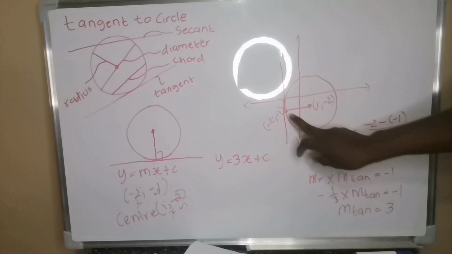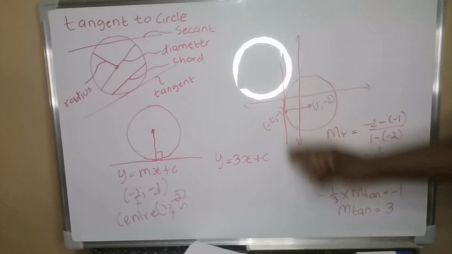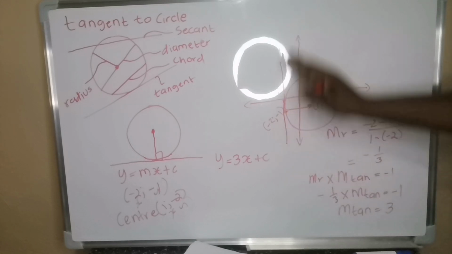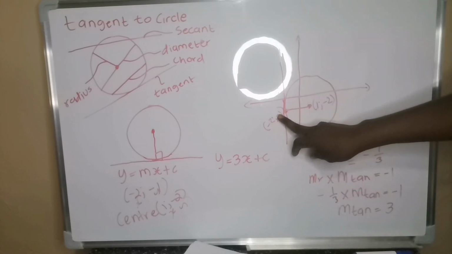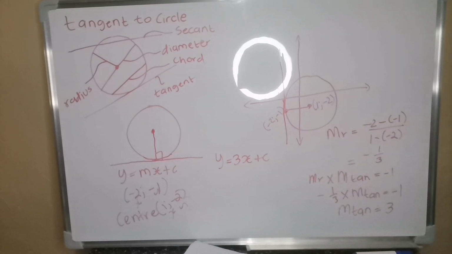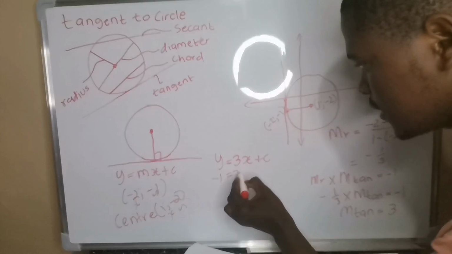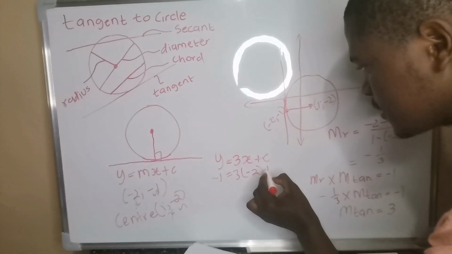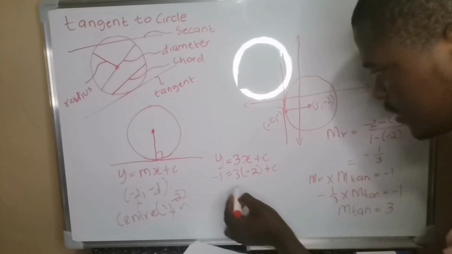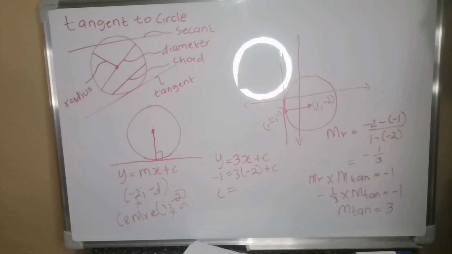Now we're going to use any point from our circle, as long as that point touches the circumference. This is another point that was given on the circle, which is negative 2 and negative 1. We're going to plug these coordinates into this equation to find c. So we have y, negative 1, equal to 3 times our x, negative 2, plus c. Then what is our c?